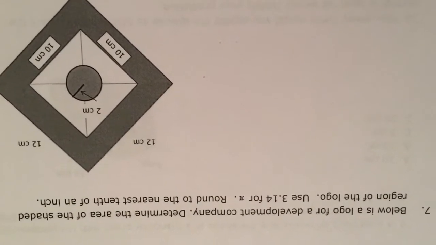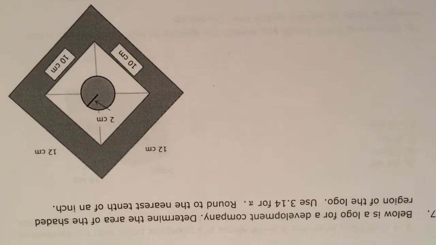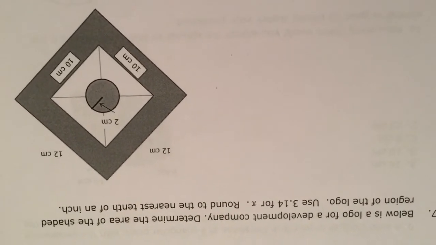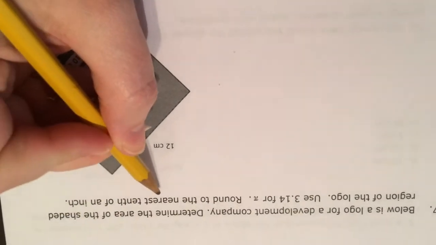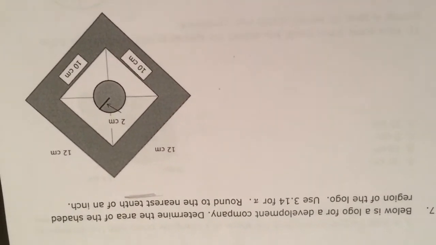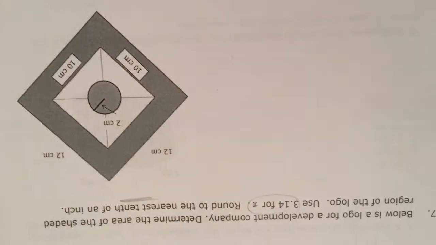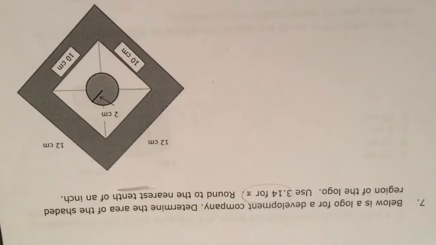Below is a logo for a development company. Determine the area of the shaded region of the logo. Use 3.14 for pi. Round to the nearest tenth of an inch. Alright, so nearest tenth of an inch. Use 3.14 for pi. It says determine the shaded region, so I want the shaded region.